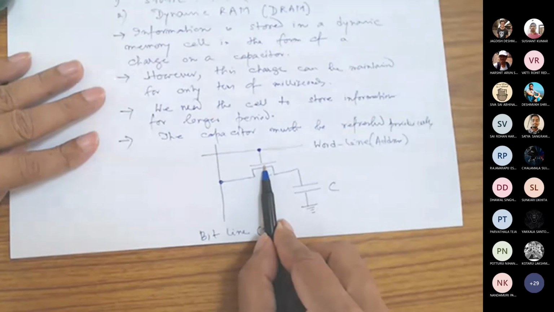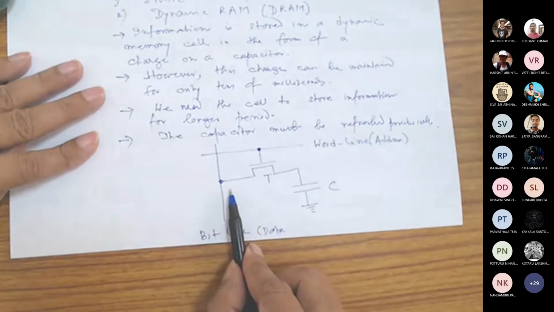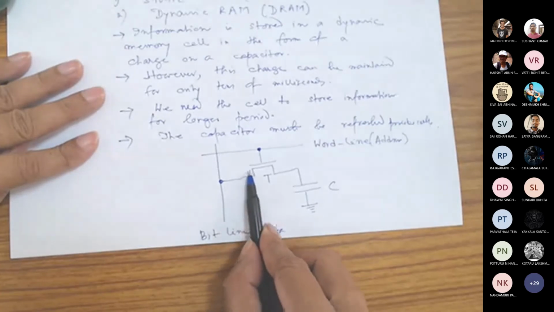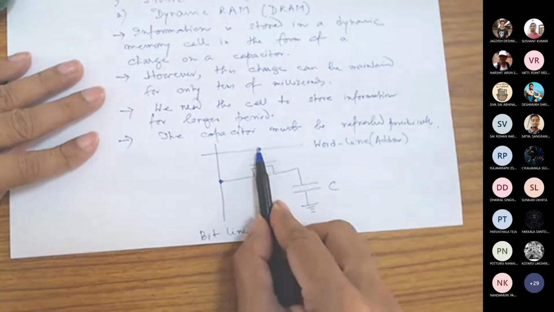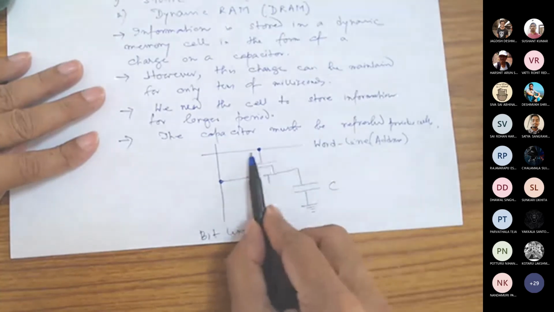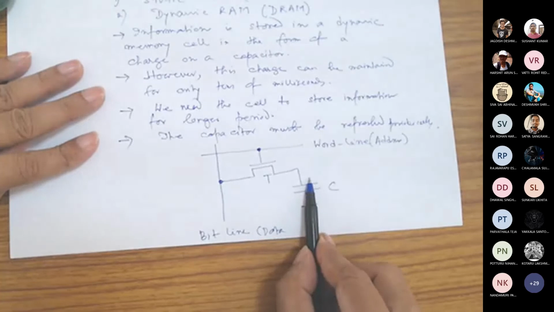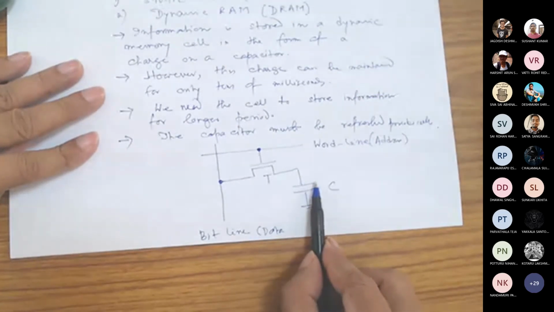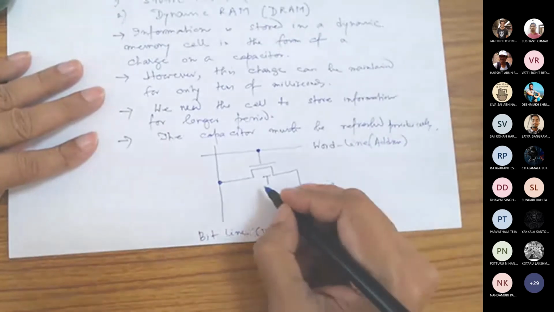Now you want to store logic 1. So you apply voltage here, 5 volt. That volt, with a certain drop, passes through the transistor because the transistor is on currently, because you have already selected this line, and it charges the capacitor. Obviously it will take some time. This charging takes time.